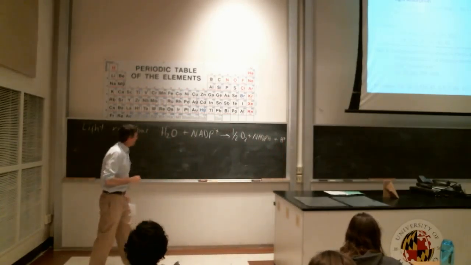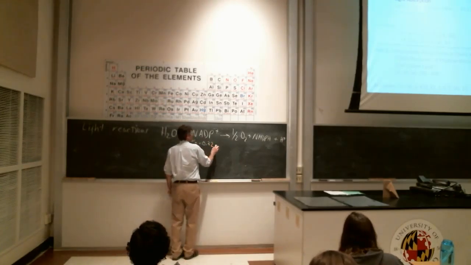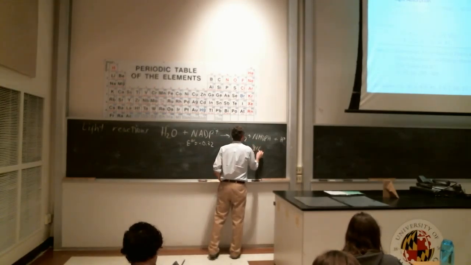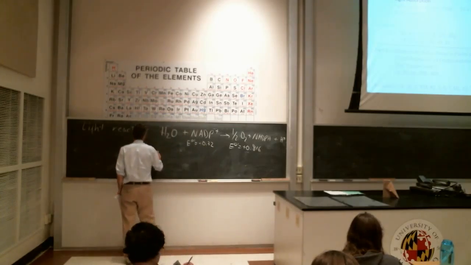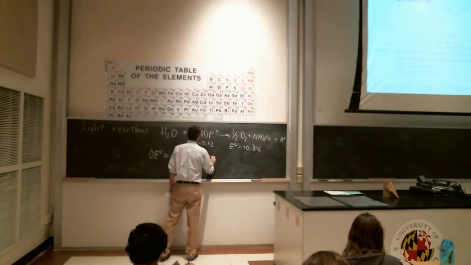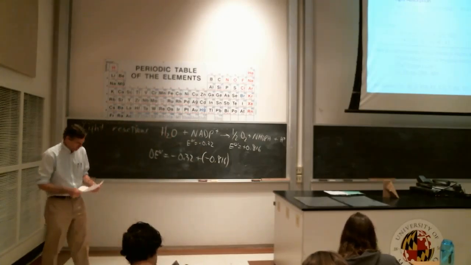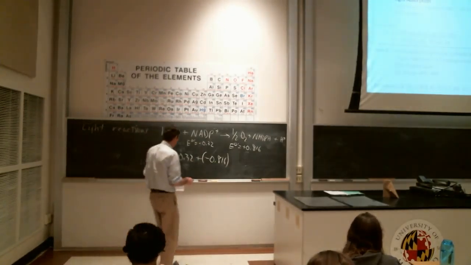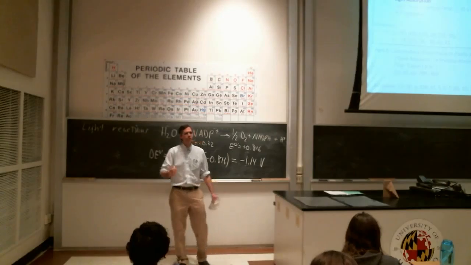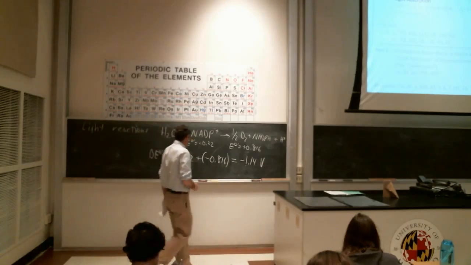And what's the problem? The problem is that the reduction potential of NADP plus is minus 0.32, and the reduction potential of oxygen is plus 0.816. So the delta E for the reaction is minus 0.32 minus 0.816, or you could just say you subtract one from the other, and what you find is that the delta E is minus 1.14 volts. So it's a negative voltage, which confirms that this reaction is not spontaneous, at least not under standard state conditions.